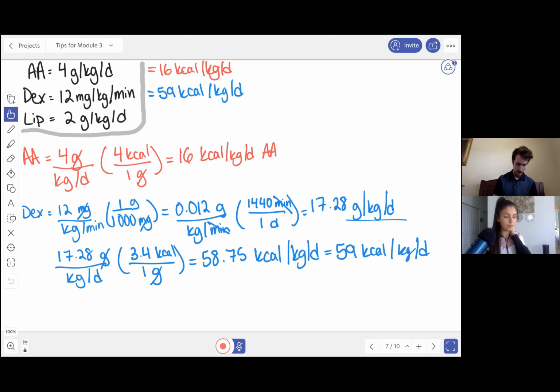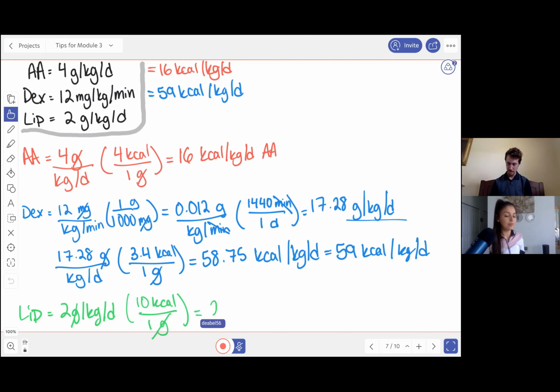And lastly, we have our lipids, which we decreased. So we're going to start off with 2 grams per kilogram per day. And remember, the conversion factor for lipids for calories per gram, so we're just going to multiply this times 10 calories per gram. The grams are going to cancel. And we are left with 20 calories per kilogram per day.